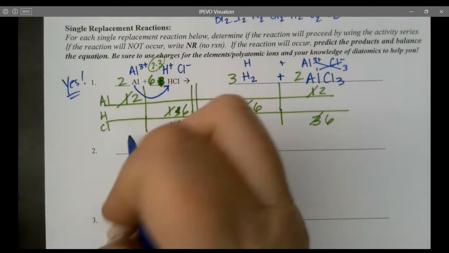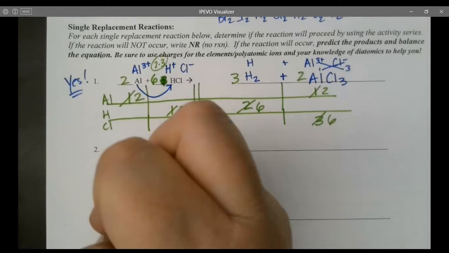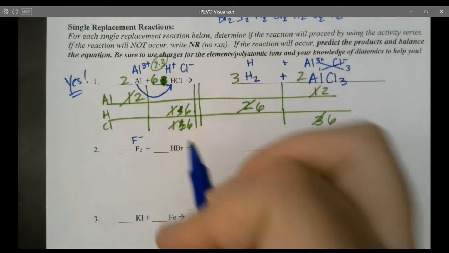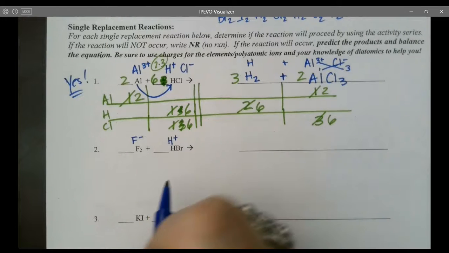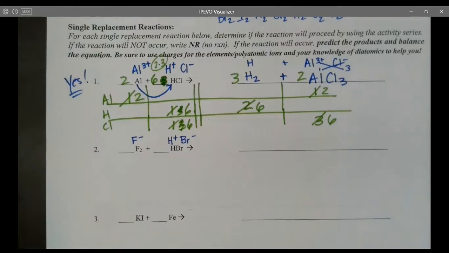So we move to number 2, and I have fluorine and hydrogen and bromine. So I'm going to go look up their charges. I'm going to use my periodic table of ions again. My fluorine is going to be a -1. My hydrogen is going to be a +1. And my bromine is going to be a -1.